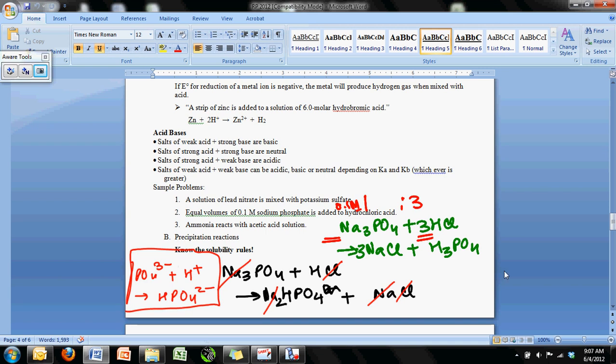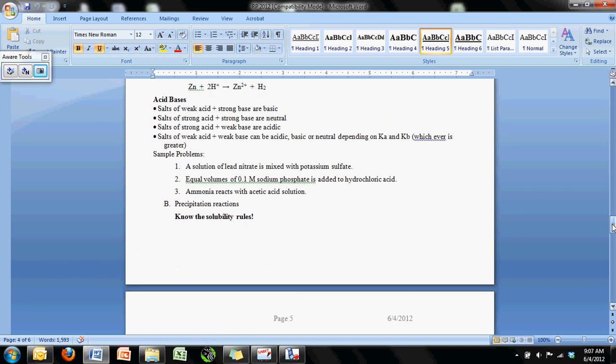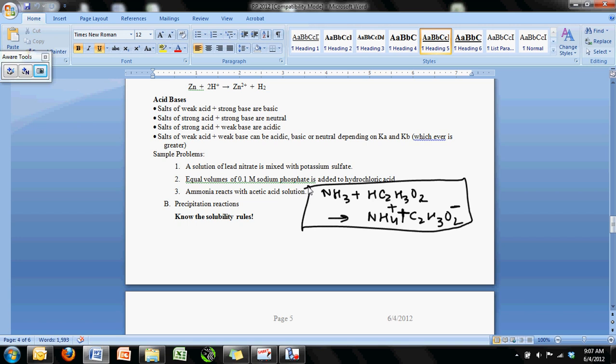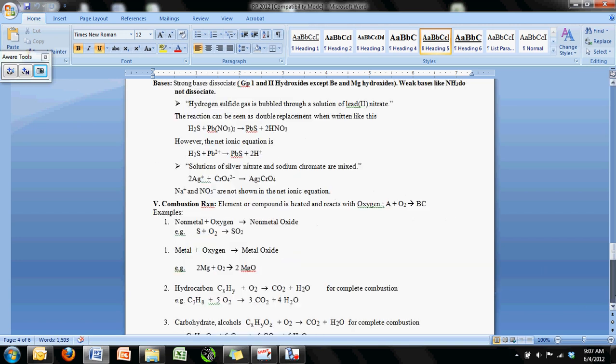The next one is ammonia reacts with acetic acid. Remember, both of these are a weak base and a weak acid, so they will not dissociate, and when acid and base combine, they form a salt. So they'll form ammonium acetate, and because it's a salt, it will break apart into ammonium ion and acetate ion, so the net ionic equation will be this. So that's a double replacement reaction.